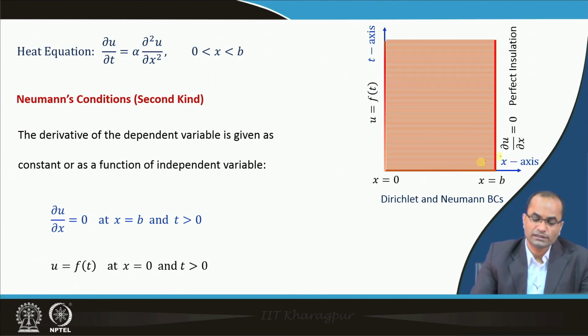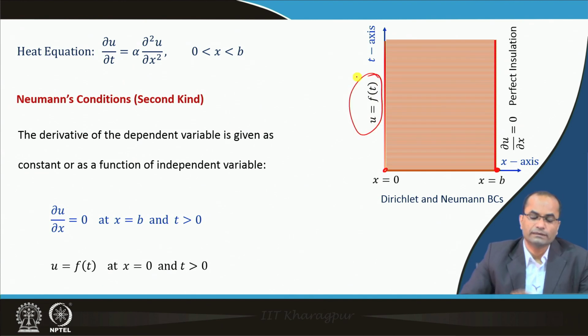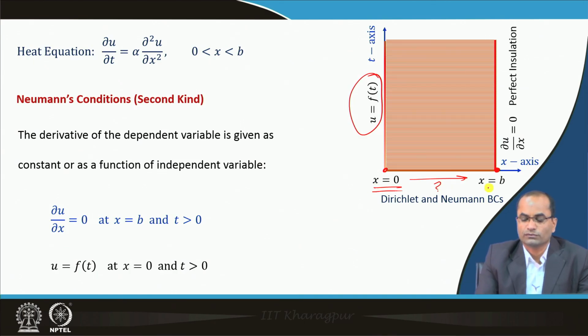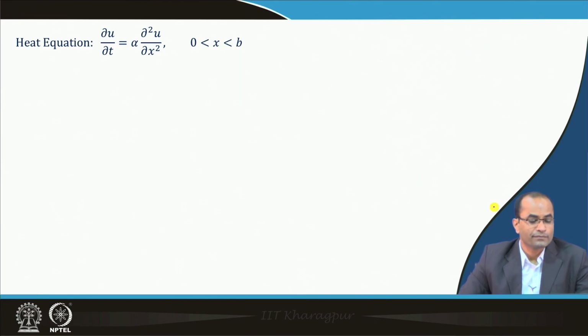So, this situation is like this: this end is kept at perfect insulation, and at this end we have given a temperature which is varying with respect to time. Our interest is what is the temperature with respect to time in this bar, which is from x equal to 0 to b. So, here we have the Dirichlet condition at one end and the Neumann boundary condition at the other end.